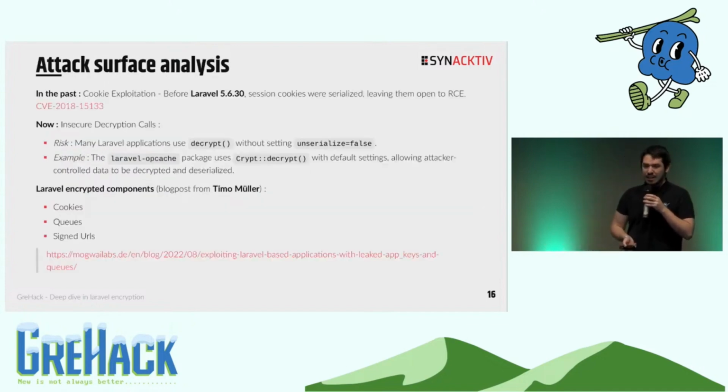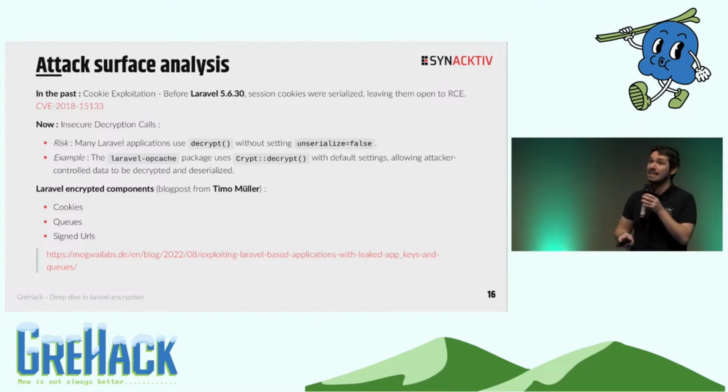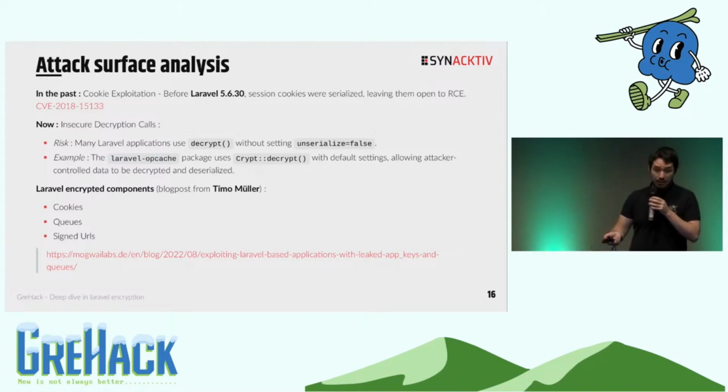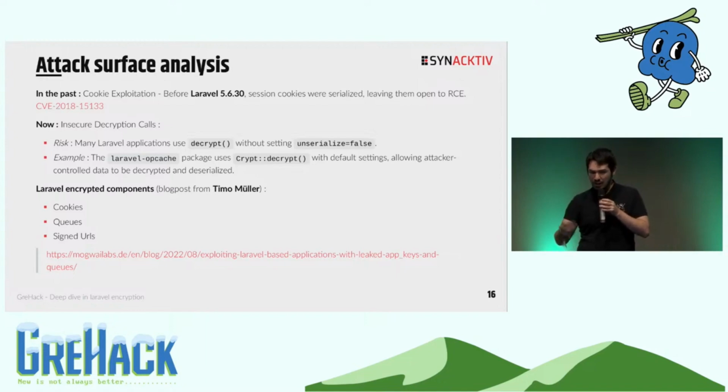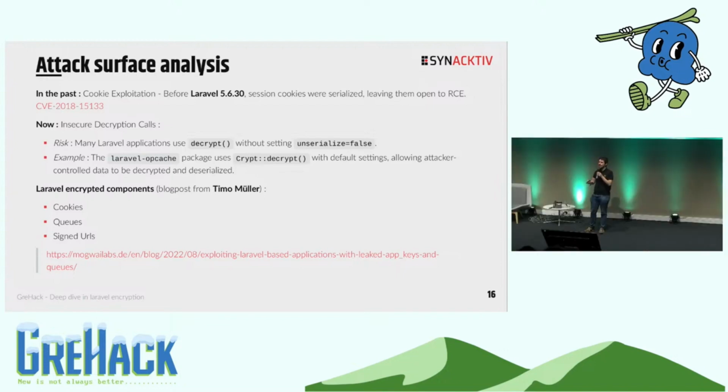So let's talk about the attack surface. In the past, Laravel cookies were serialized data. So there was a pretty famous CVE during 2018 regarding data encryption inside your Laravel cookie. And there are many ways to call decrypt. By default, your cookies are in fact ciphered with the app key, so you can try to brute force it. We will see that later. And anyway, the decrypt function can be used in other ways, inside your cookies, your queues, or signed URLs, but they won't always embed some serialized data.